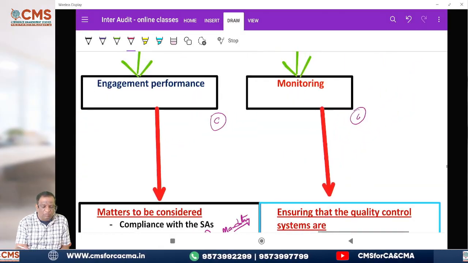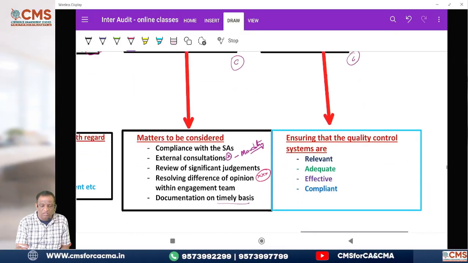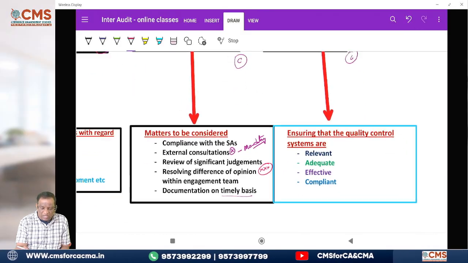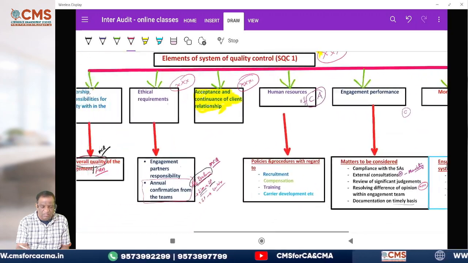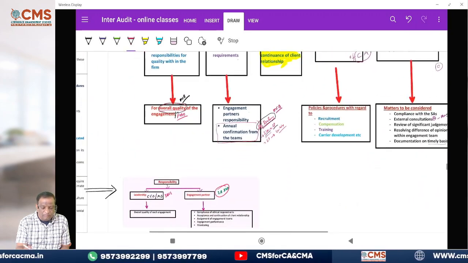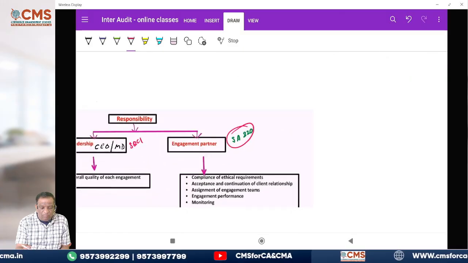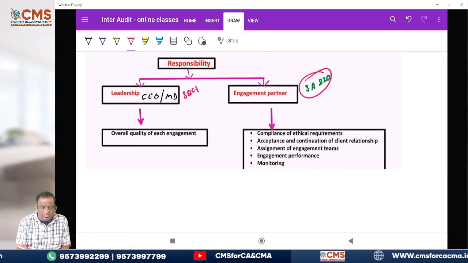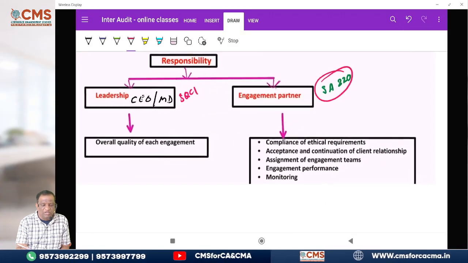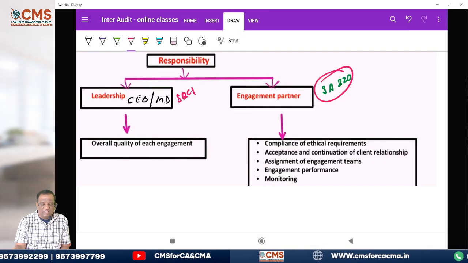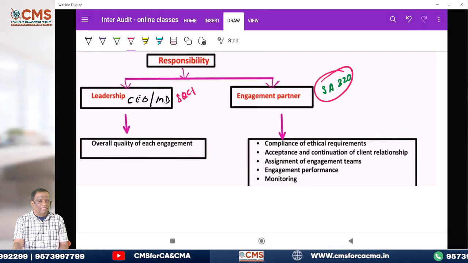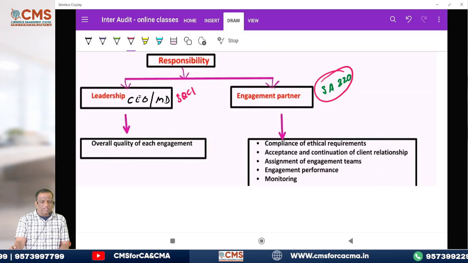And whenever he is monitoring, then the auditor should see the quality controls with regard to the relevance and adequacy of those activities, etc. So among this, and to give a brief one about all the responsibility of it, SQC1 and SA 220. Now I'll just stop for a while. Which one is applicable for the entire firm?